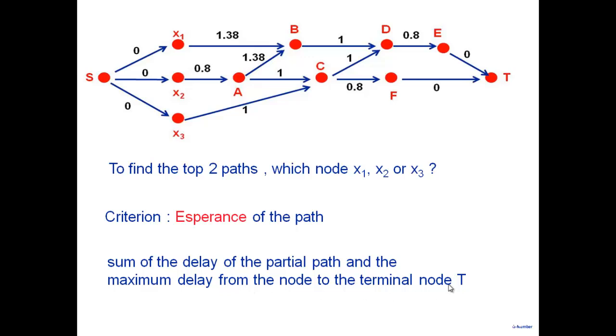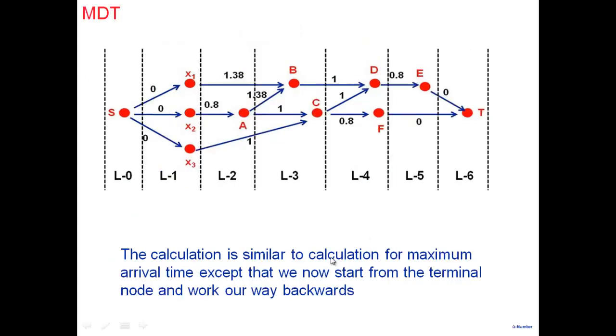A parameter called, like earlier we had MAT, maximum arrival time. What we are talking about, maximum delay to the node, MDT. For each node, you can calculate what is the maximum delay from this node to the terminal node T. So compute that first. Okay, so let's do that first here, MDT. Maximum delay time to a node here.